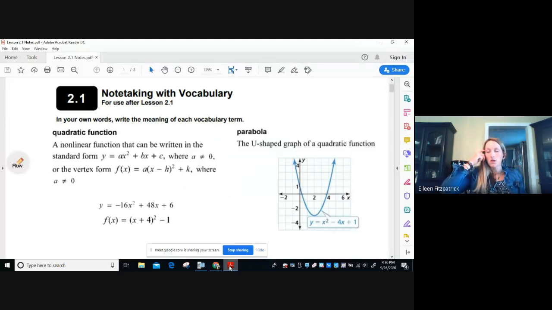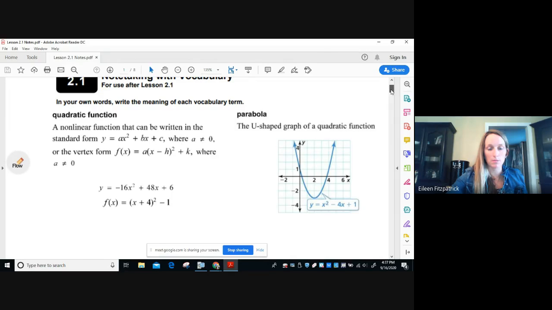Okay. So for chapter 2, we're going to start with some vocabulary. We just have 4 terms to start with. First is quadratic function. You studied these in Algebra 1, but we're going to study them in detail in this chapter. A non-linear function that can be written in the standard form, y equals ax squared plus bx plus c. So we're going to look at some in standard form, but then we're also going to look at vertex form. That's what we're going to focus on today.